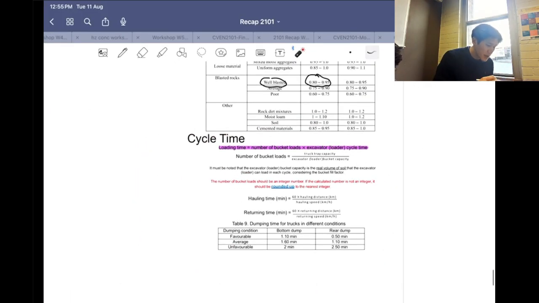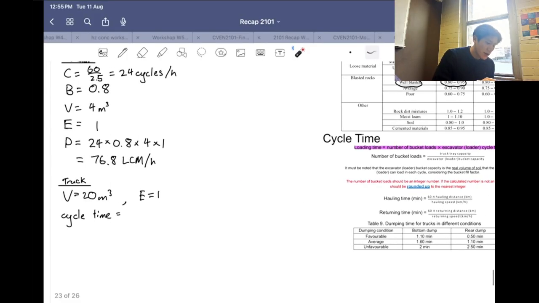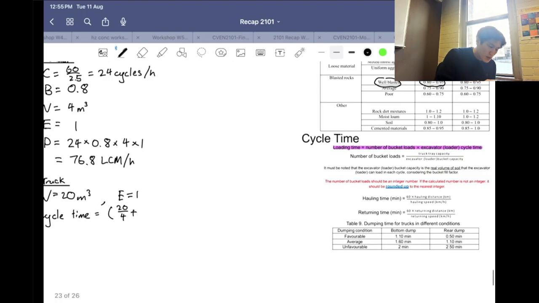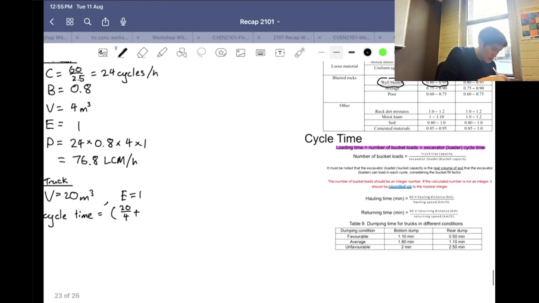So for the loading time, it's the number of buckets times the excavator loading time. The number of bucket loads is the truck tray capacity divided by the excavator loaded bucket capacity. So we will write that down as so: 20 over 4 times 2.5 for the loading time. Does this make sense so far? You kind of just follow the formula. So that is our loading time.